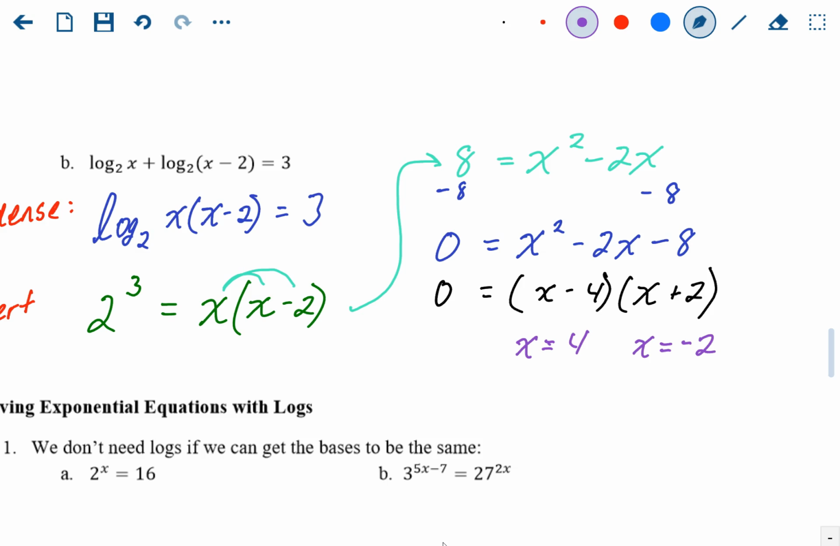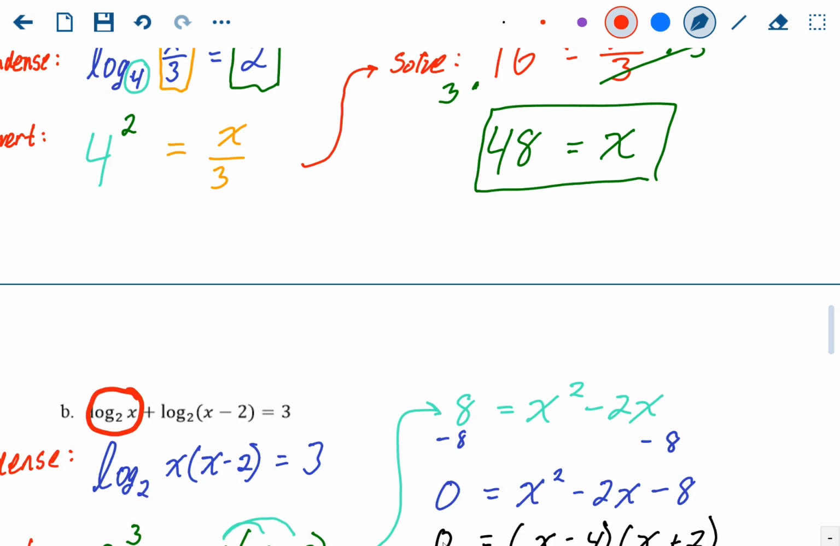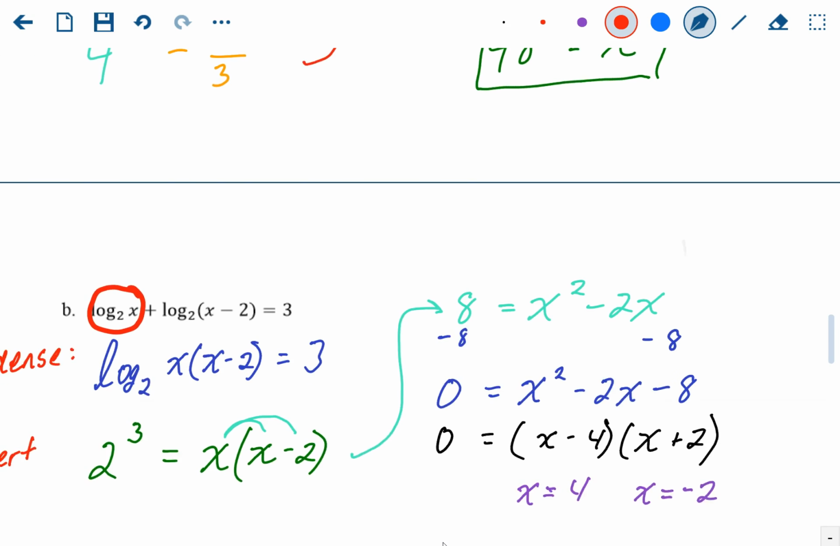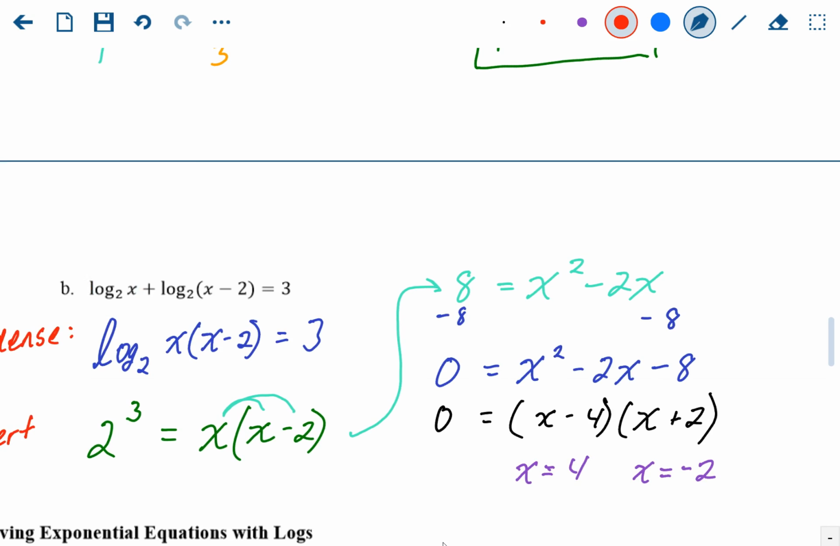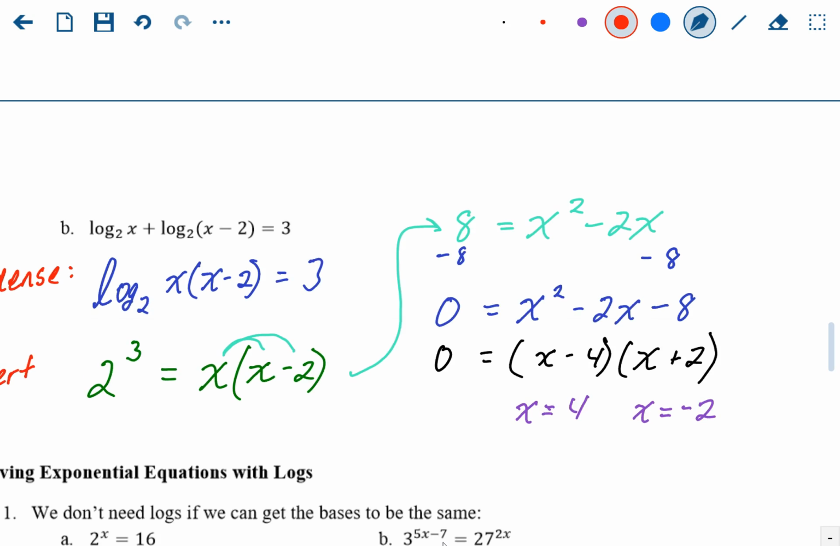All right, but again, be careful. One of these answers is extraneous. It's the negative 2. If we plug in negative 2 into the original equation, which has log base 2 of x, you have log of a negative 2, which we can't have. So that's extraneous. So just x equals 4 is the answer.